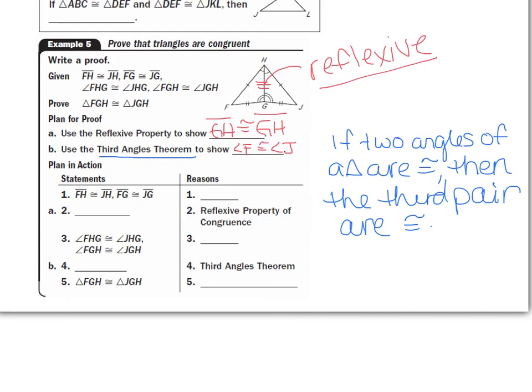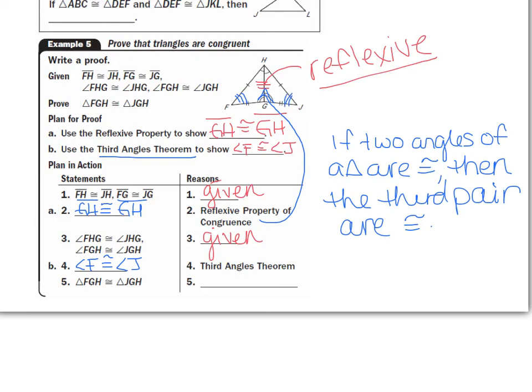All right. Number 1, FH is congruent to JH and FG is congruent to JG. That was given. Next, they want us to write the statement, and they're telling us to use the reflexive property. Well, the reflexive property is when triangles are overlapping. So we're going to say that GH is congruent to GH. These angles being congruent, that was given. The third angle theorem, like we just said: we already have two angles that are congruent in this triangle, so the other ones that are congruent are angle F and angle J.